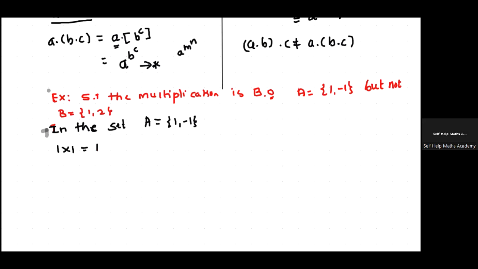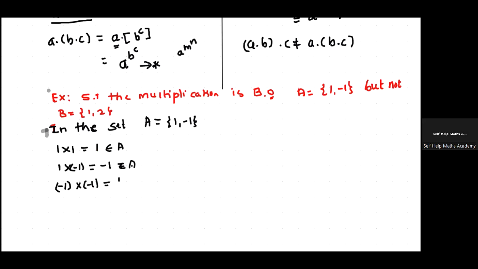This again belongs to A. If I take the element 1, I'm multiplying that element with negative 1, so this will be again negative 1. This is nothing but, again it belongs to A because it is an element of A. Now I'm considering negative 1 into negative 1, which is again 1.